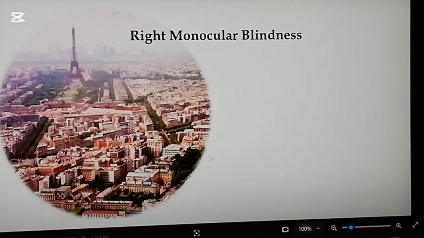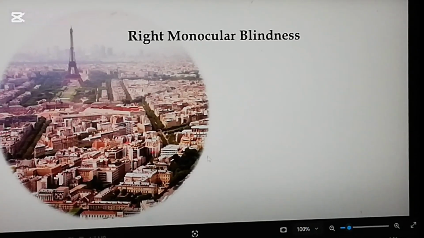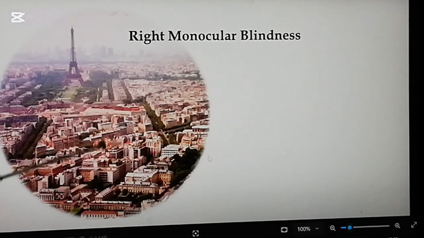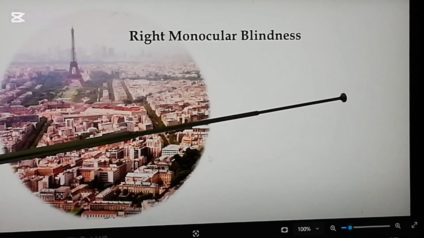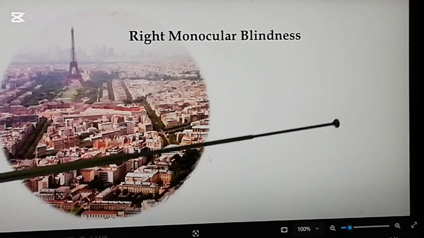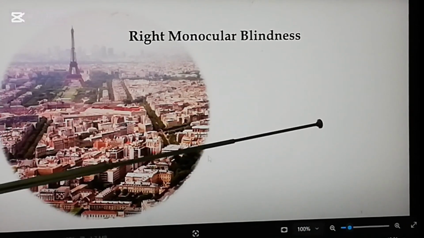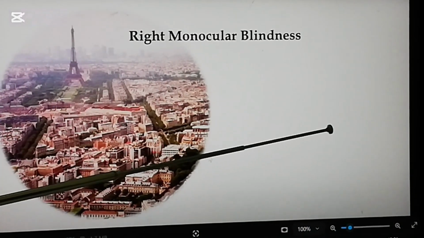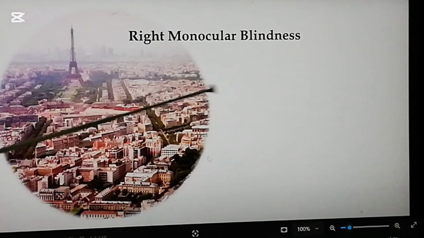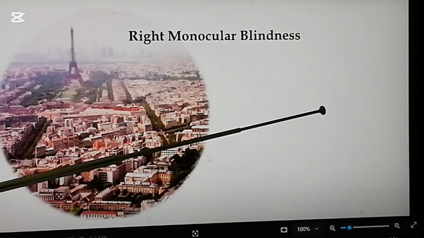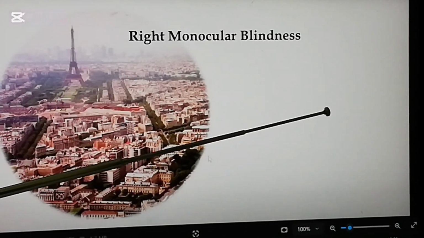Now with the help of various images, we must be clear about what happens. This is your visual field of both sides, the left one and the right one. You cannot see the structures on the right side, which means the right-sided optic nerve must be cut. You are getting just the left image, so we label it as right monocular blindness or anopia.